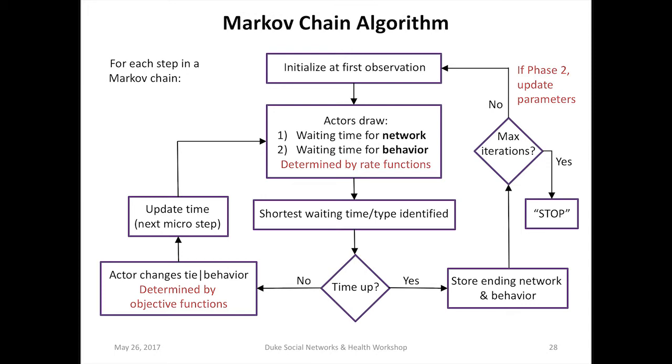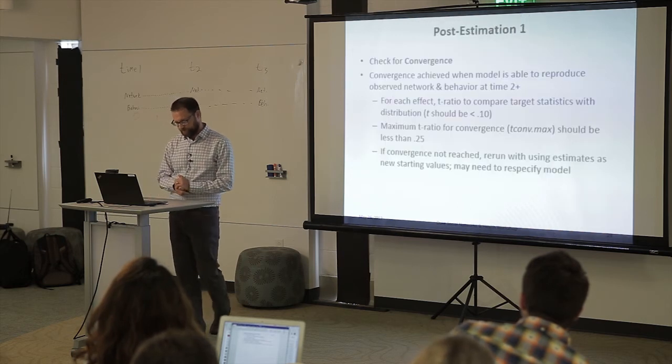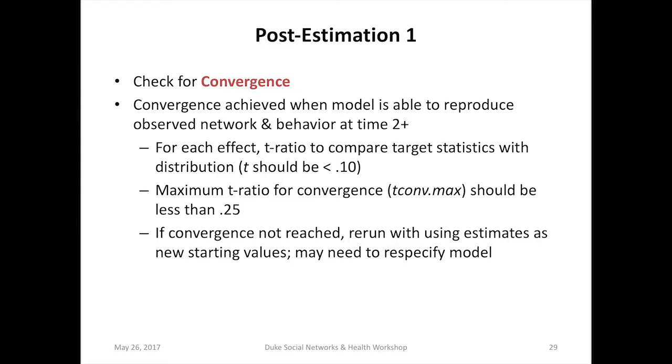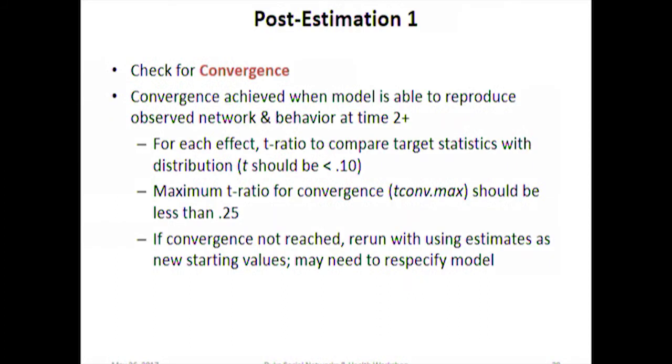Once we've estimated the model, there are a couple of steps. First, we want to check for convergence. The idea here is: is the model able to reproduce those target statistics? It's not going to reproduce them exactly, but we want the model to produce a distribution that's centered on those target statistics and not too far off. We've got some statistics that help evaluate how close we're getting. So the first step when we've estimated a model is to check for convergence. If it didn't converge, we can try rerunning the model, using the current estimates as starting values. It just might take a while to hone in on the right set of parameters. If we do that a few times and it's not working, that tells us there's something wrong with our model. It's just not a very good model for that data set, and we want to rethink what we're doing.